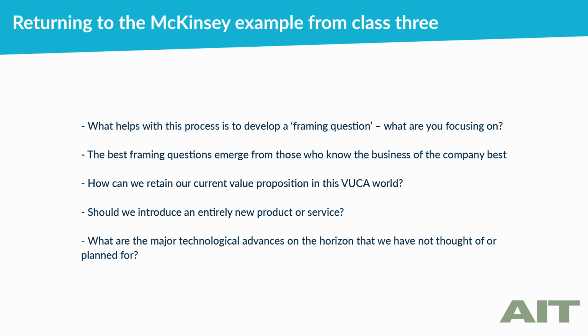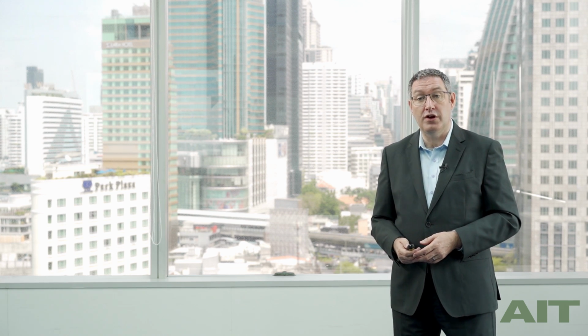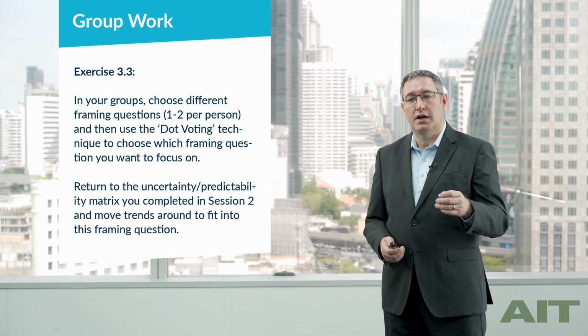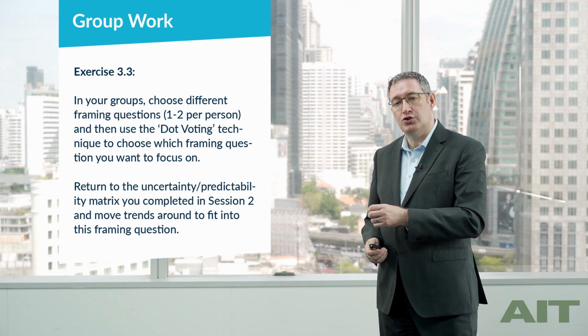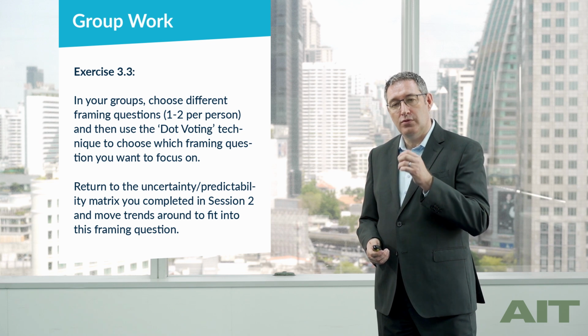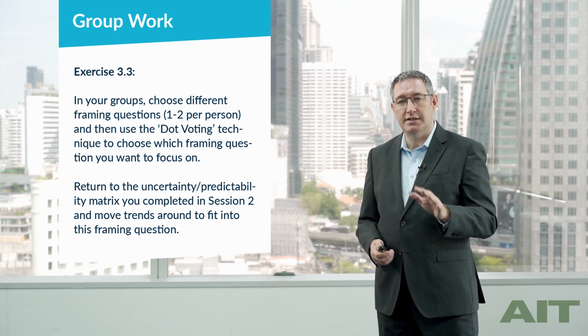Another example, one that's commonly used: what are the major technological advances on the horizon that we have not thought of or planned for yet? And therefore, what are the consequences on our industry? These are examples of framing questions. I want you to spend a few moments in your group for the 3rd exercise thinking about different types of framing questions. Once you've done that, you need to return to what's called the uncertainty predictability matrix and reposition some of those trends, some of those themes. Okay, so that is exercise number 3.